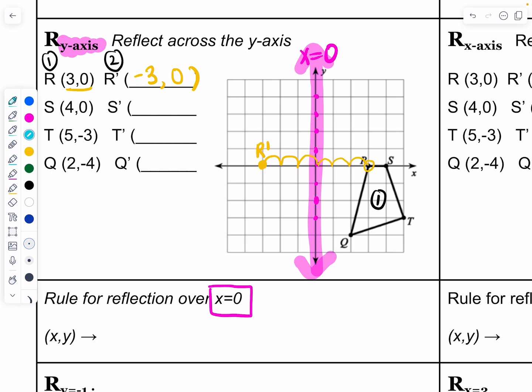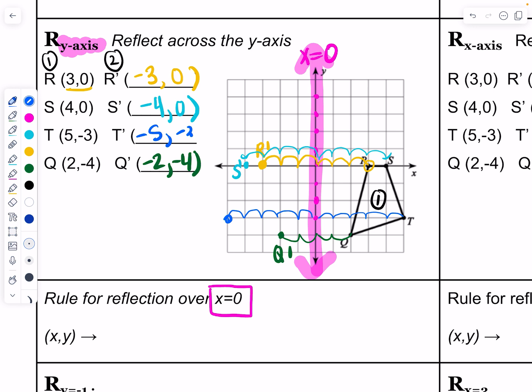All right, what about S? Well, S is 1, 2, 3, 4 away. So I'm going to be 1, 2, 3, 4 away on the left of the line, that's going to be S prime, which of course is going to be the point (-4, 0). Where is Q at? Q is 2 to the right at this level, which is (2, -4). So it's going to be at (-2, -4) for Q prime. And then last but not least, we have T, which is 1, 2, 3, 4, 5 away at that level. So (5, -3) turns into (-5, -3).